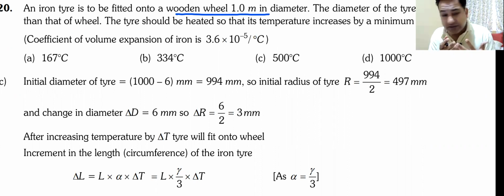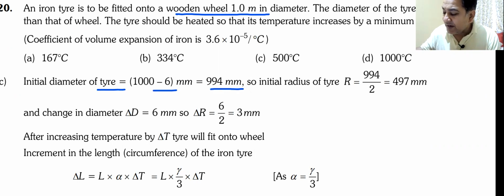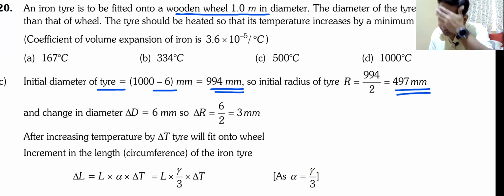So tire must be heated. Yes or no? Yes, sir. Initial diameter of the tire will be 994 mm. It's very simple to understand this. From there, you can find out the radius. Simple. Yes or no? Yes, sir.